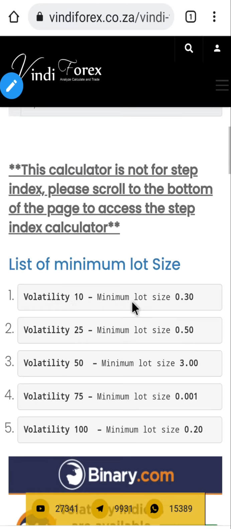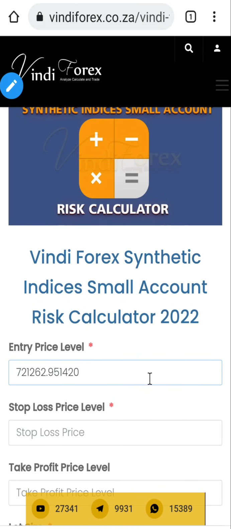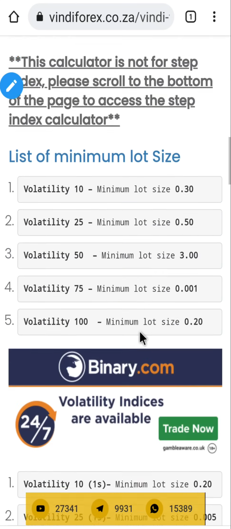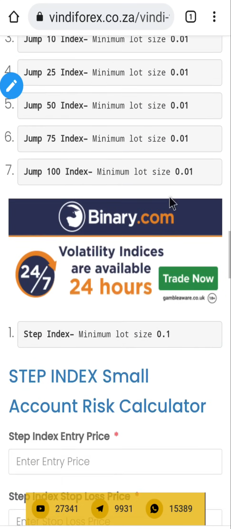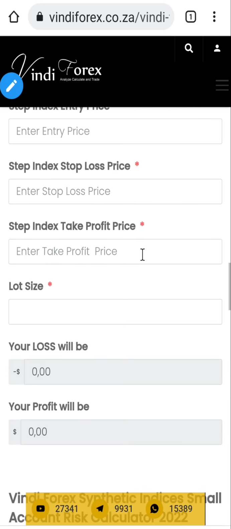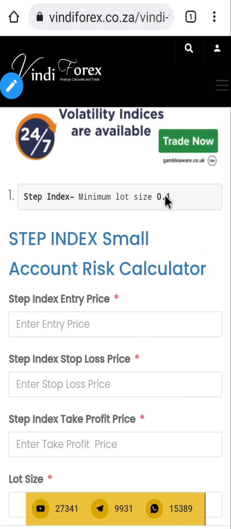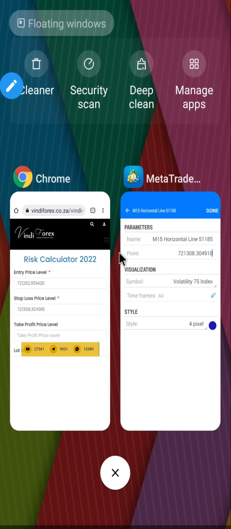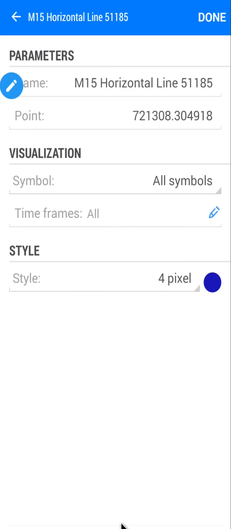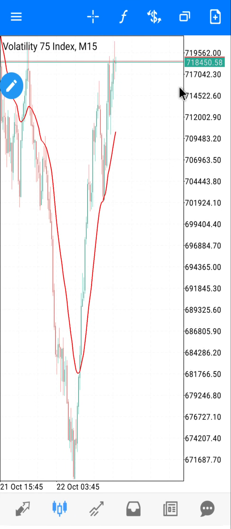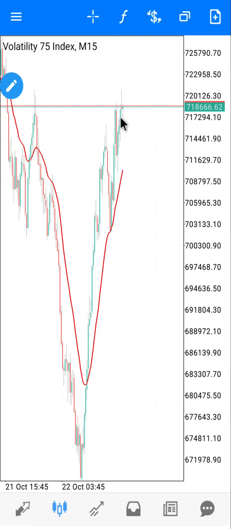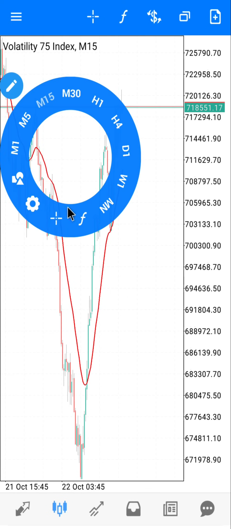For step index, scroll down there. Don't use this calculator on top of the page. This is for all the indices except step index. You need to come down here. That's the calculator. Always remember that. And I've also listed the minimum lot size for that. Why do we need the minimum lot size? I will explain that in a minute as to why we need that minimum lot size in place.